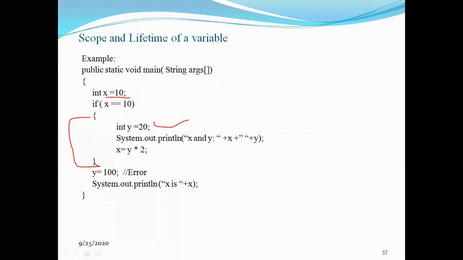So if you try to assign a new value for this variable y outside, this will throw an error, because this y is limited to this block. The scope of the variable y is limited to this block itself. If you write x equal to 100, okay, it will take. So here, this x value will be printed as 10. This will print 10. This will throw an error.